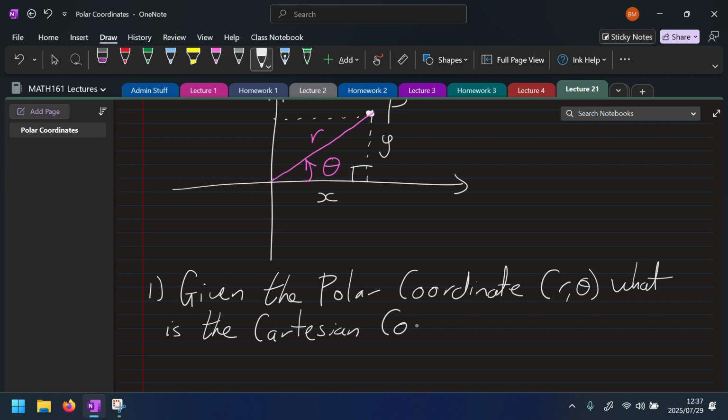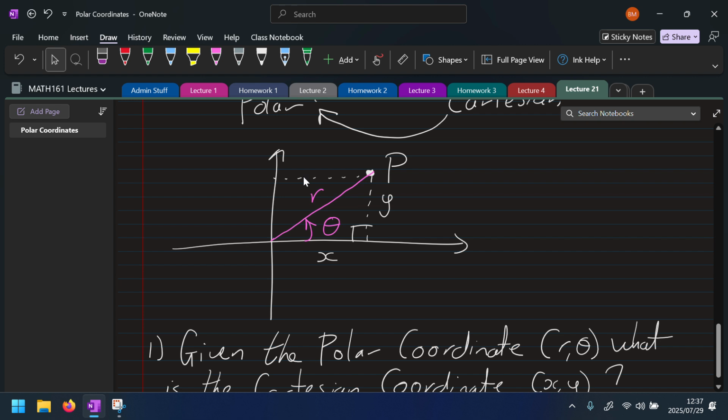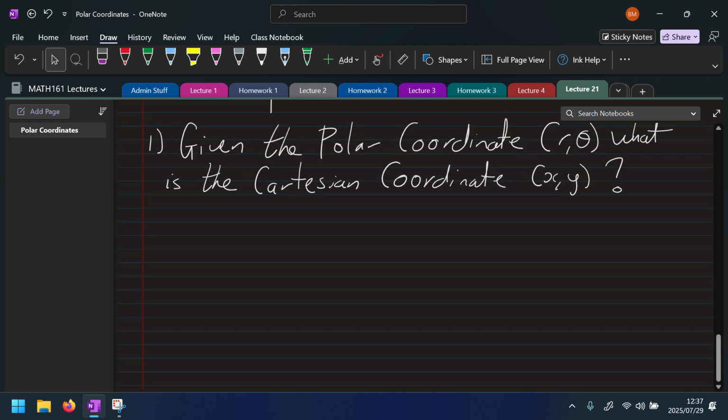What is the Cartesian coordinates? xy. Okay, so we start with polar. That's given to us. We want Cartesian. So given this information of r and theta, what is x going to be? We know r, we know theta. That's all that's given to us. What is x? R cos theta. Good.